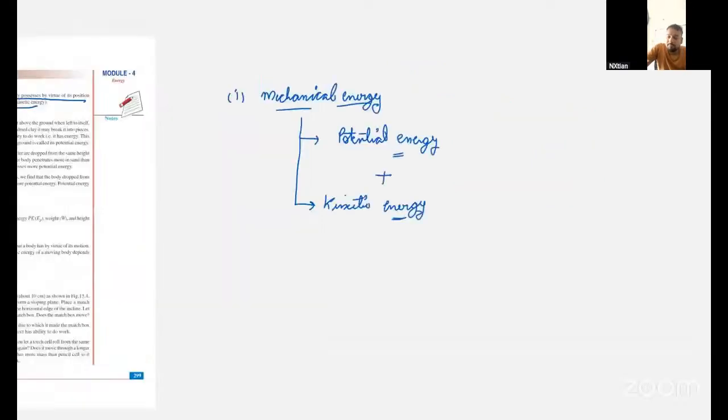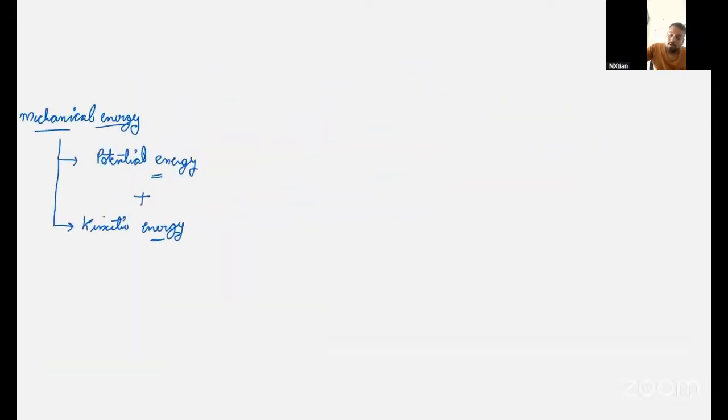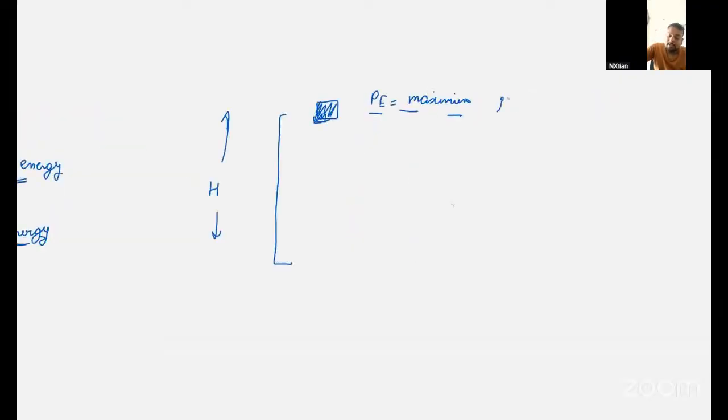Please pay attention. For example, we have this object at height, capital H. Because I didn't drop it, it has maximum potential energy. Why maximum? Because I am just holding it. It's not moving, it is at rest. And the kinetic energy will be 0 because it's not moving. Kinetic energy is the energy an object possesses when it is in motion, when it is moving.